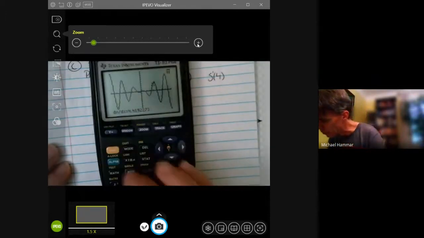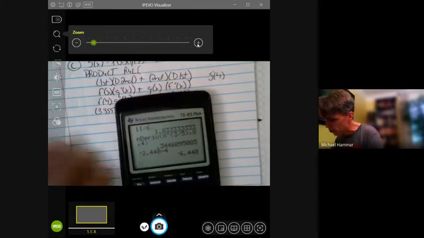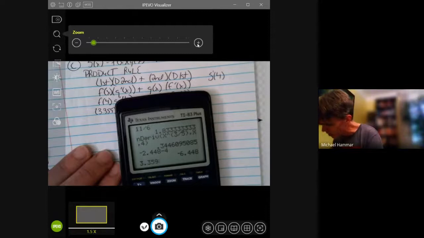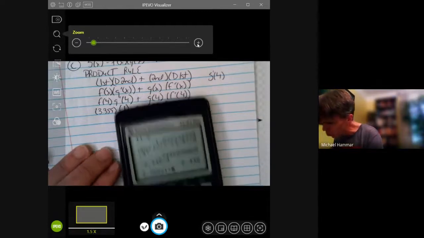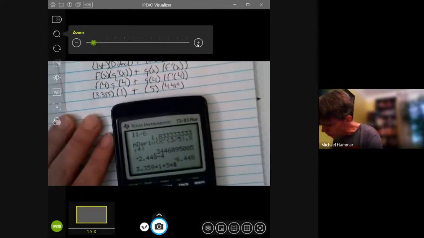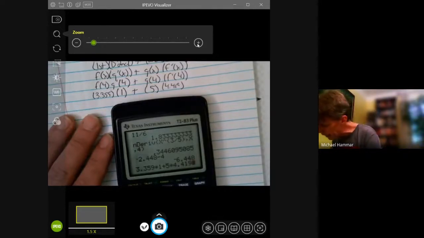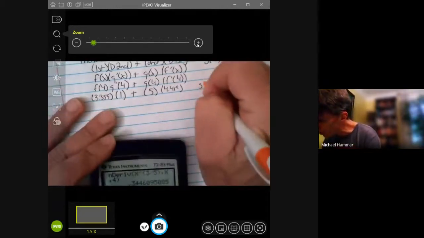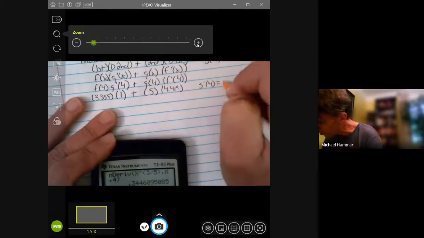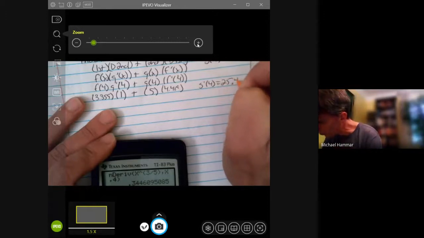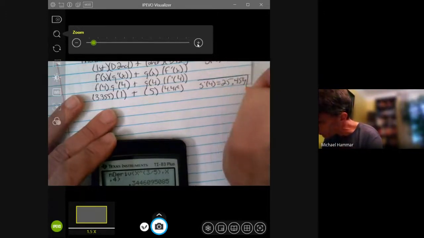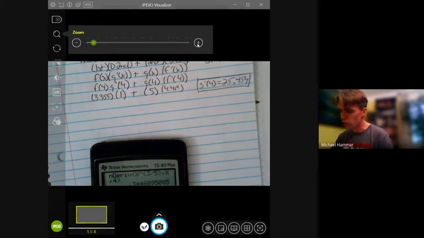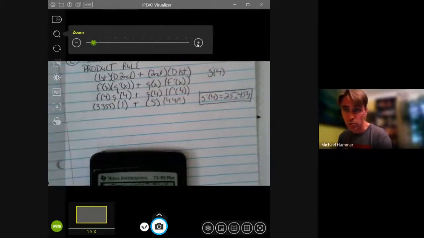So I'm going to get off the graph with second quit and just do some math. 3.359 times 1 plus 5 times 4.419. I hit enter, and I get S prime of 4 is equal to 25.454.